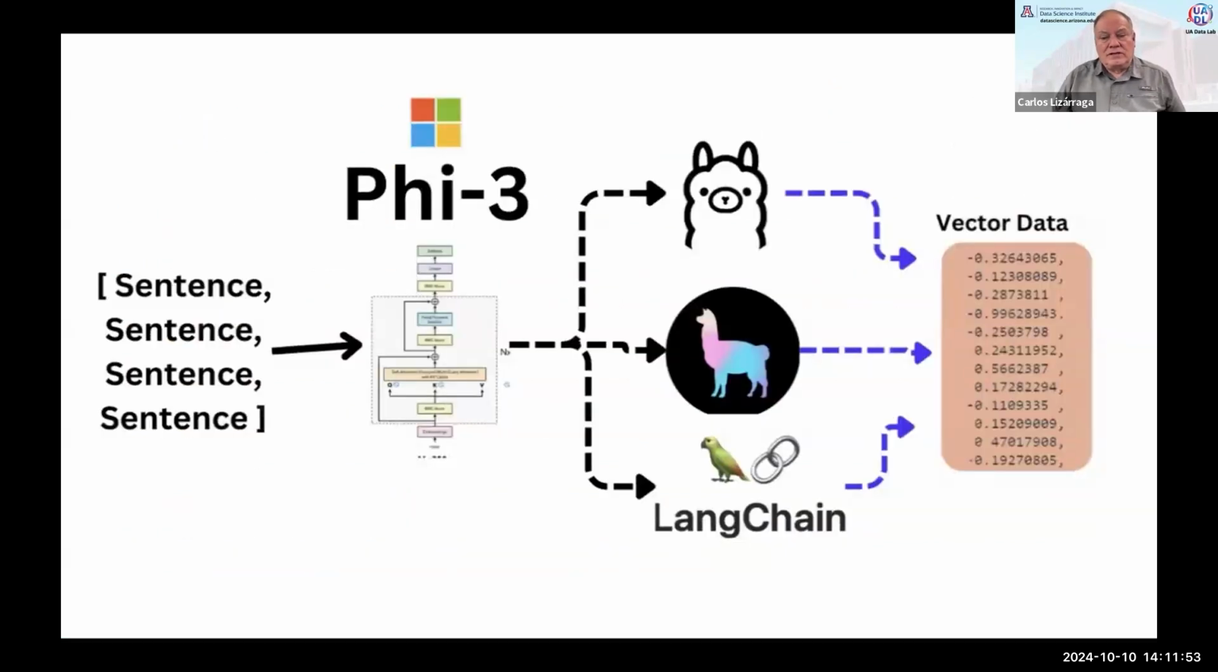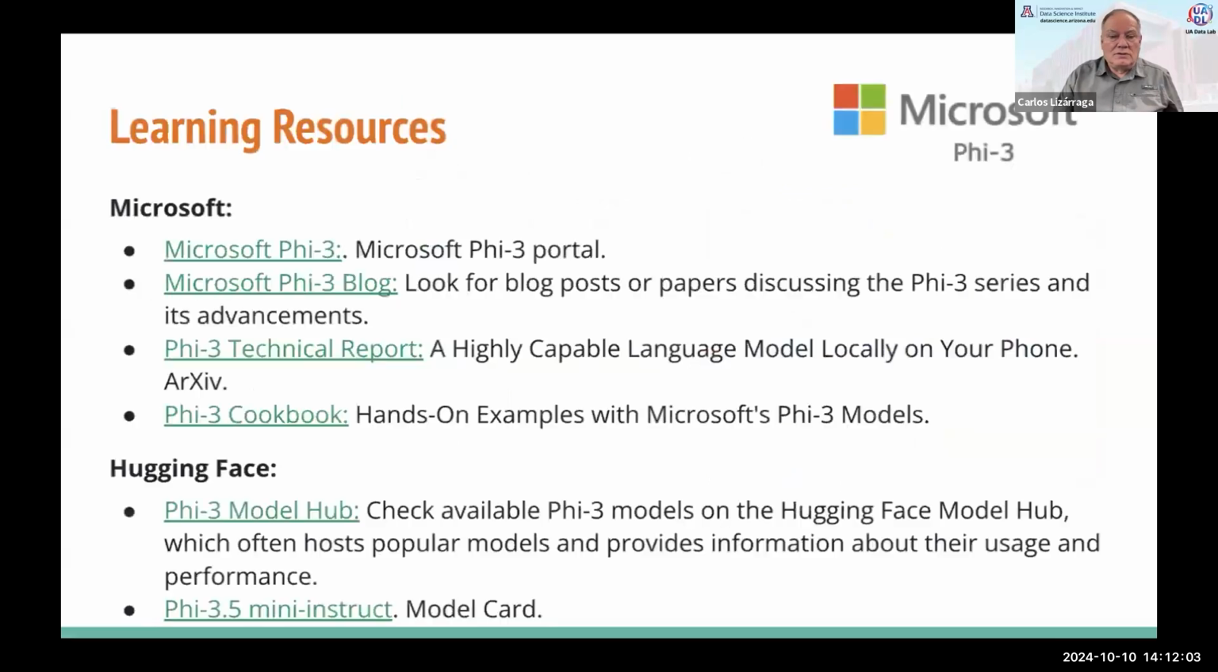Okay, so Phi-3 can be combined with other large language models and tools. So that's more or less what Phi-3 is. And you will find different learning resources by Microsoft, like the blog and the portal. There is a cookbook, and also you will find all the model cards on Hugging Face for Phi-3.5, the latest version of the Phi-3 family by Microsoft.